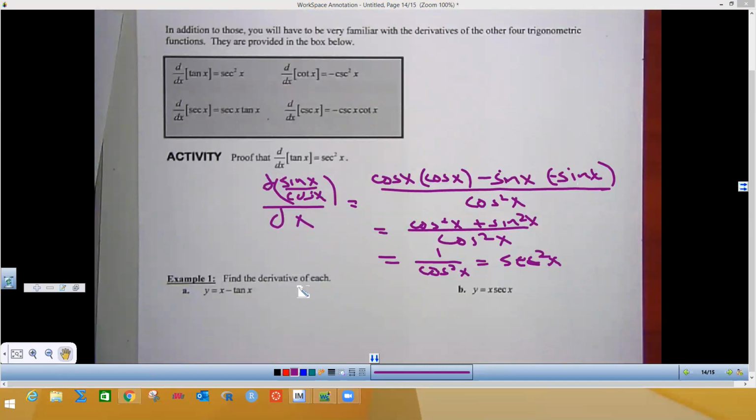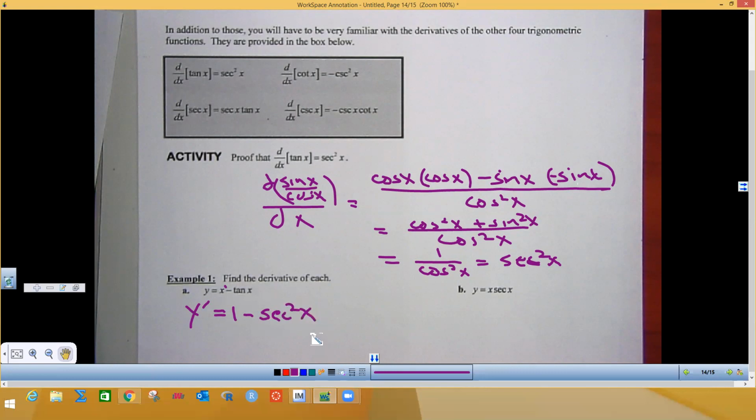Now we're going to find the derivative of each of these. This one is going to be some of the stuff we did before. So when I do the derivative of y, the derivative of x is 1 times 1, which is 1. Subtract 1 from the power, so the x is gone. And then it's minus the derivative of tangent, which is secant squared x.